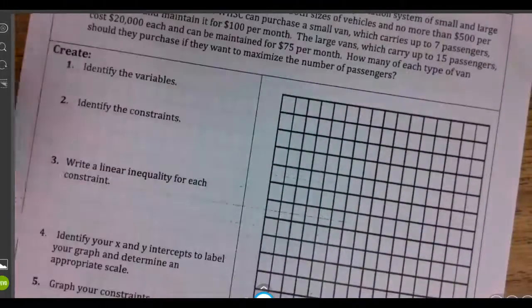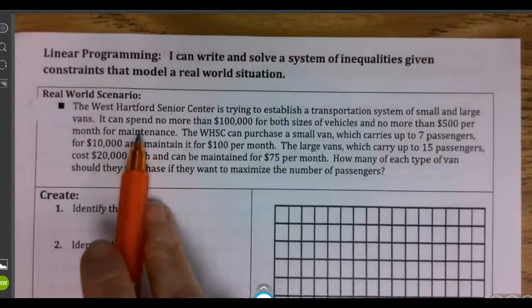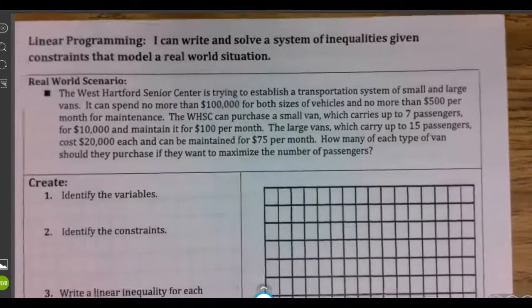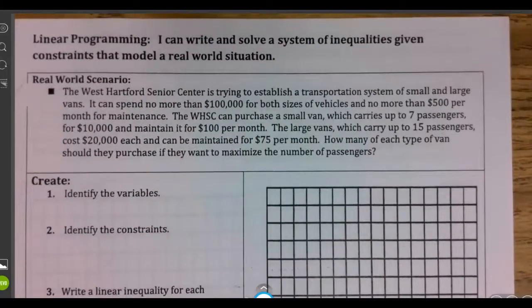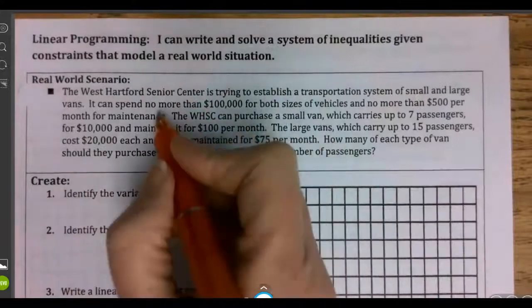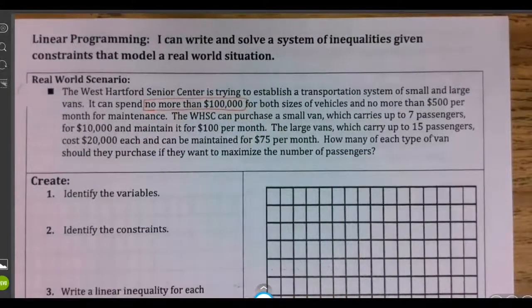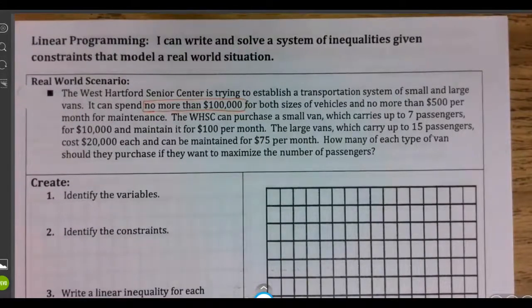So you're going to turn to page 123, where it says the West Hartford Senior Center is trying to establish a transportation system of small and large vans. It can spend no more than $100,000. Wow, that's going to be important someplace. That's the other thing that's kind of confusing. On these problems, it seems like there's so many numbers. Which ones do I use where? I'm going to help you with that.